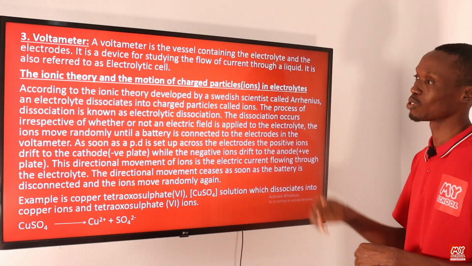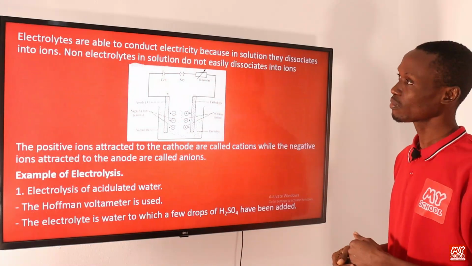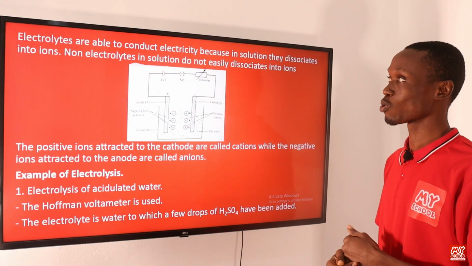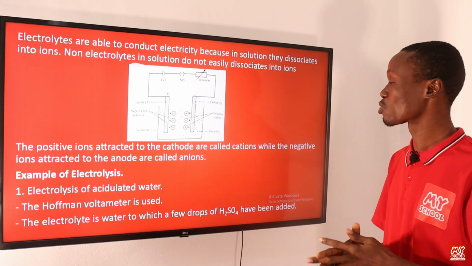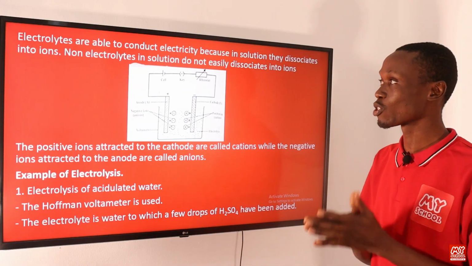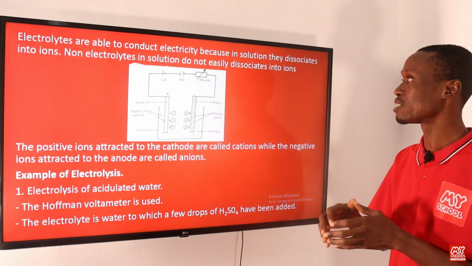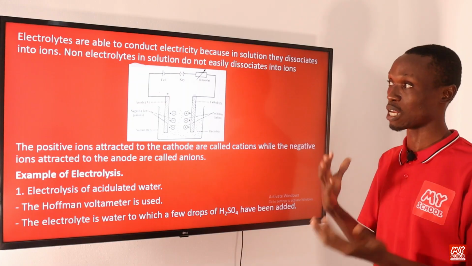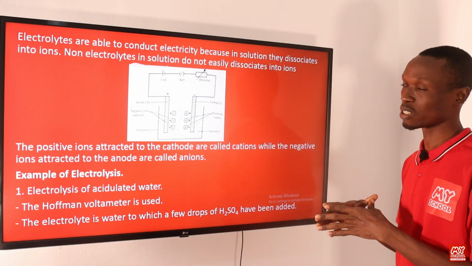Okay, so let's move to the next slide. Now, electrolytes are able to conduct electricity because in solution they dissociate into ions, whereas non-electrolytes in solution do not easily dissociate into ions. So for that reason, they don't conduct electricity.